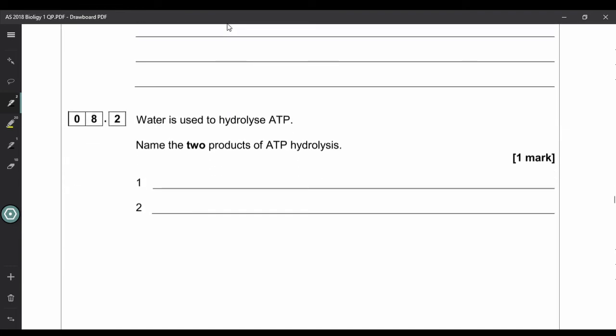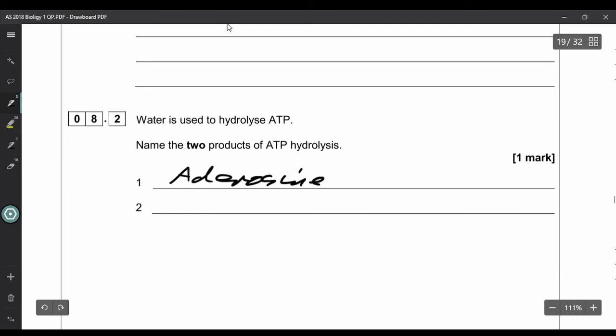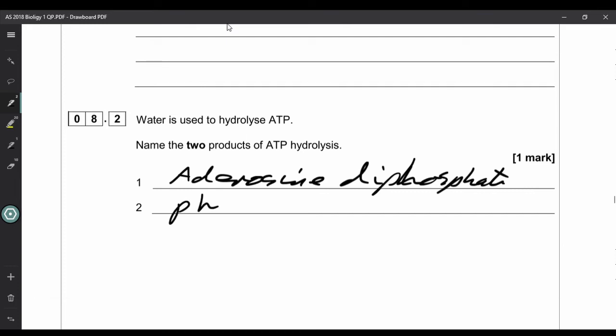Water is used to hydrolyze ATP. Name the two products of ATP hydrolysis. So with this, I think a few people got the base wrong. So it splits it into two. So we've got adenosine diphosphate, because what we're doing is we're removing one of the phosphates. So now it only has two phosphates attached to it rather than the three.